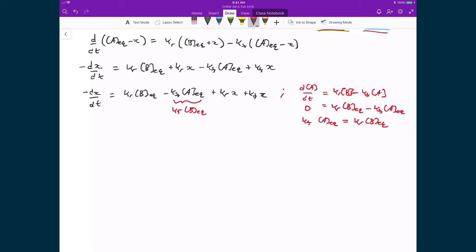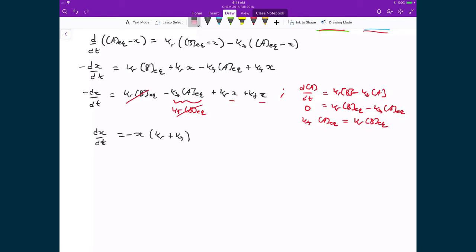What that means then is that I now have the concentration of B at equilibrium times kr minus kr times the concentration of B at equilibrium, and so those two terms essentially cancel out. On the other two terms on my right-hand side, I have a factor of x that I can factor out. And so what I'm left with is negative dx by dt, equal to x times kr plus kf. All I'm going to do now is multiply both sides by minus 1, so that in the end I get dx by dt is equal to negative x times kr plus kf.